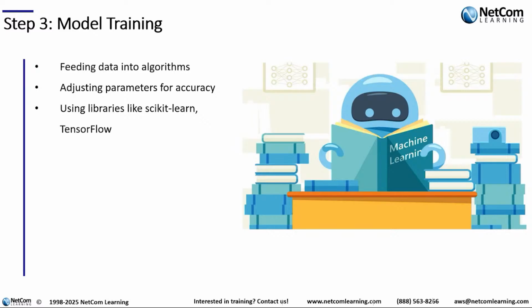So, for example, if you're building a decision tree, one parameter might control how deep the tree can grow. If it's too shallow, it won't capture enough patterns. If it's too deep, on the other hand, it may overfit the training data, meaning it memorizes rather than generalizes. And in this stage, developers commonly use popular machine learning tools and libraries like scikit-learn or TensorFlow.